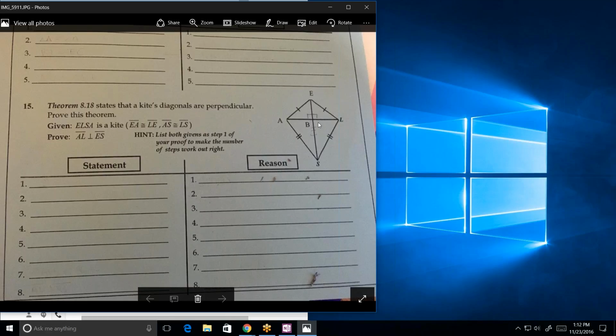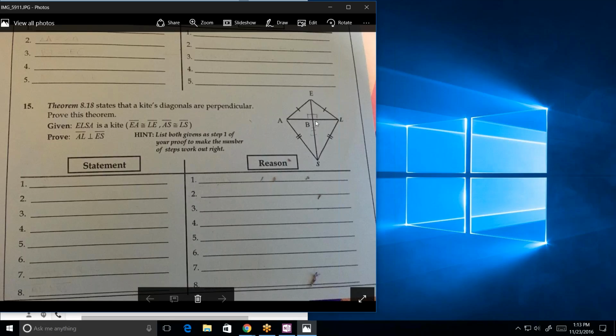So to me, that's the first thing you figure out, is how I'm going to prove what they want us to prove. And then you figure out the statements and the reasons. But the ultimate way that I'm going to prove this is by proving that the triangle on the left is congruent to the triangle on the right. Now, let's look at those two triangles. What do we know about them?